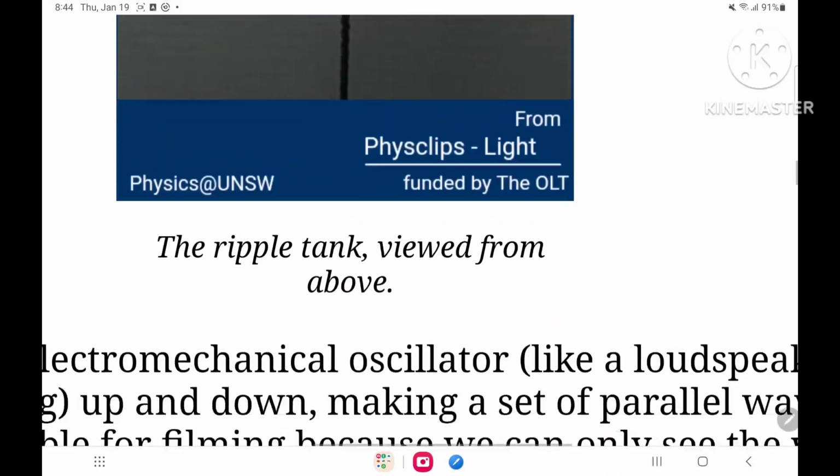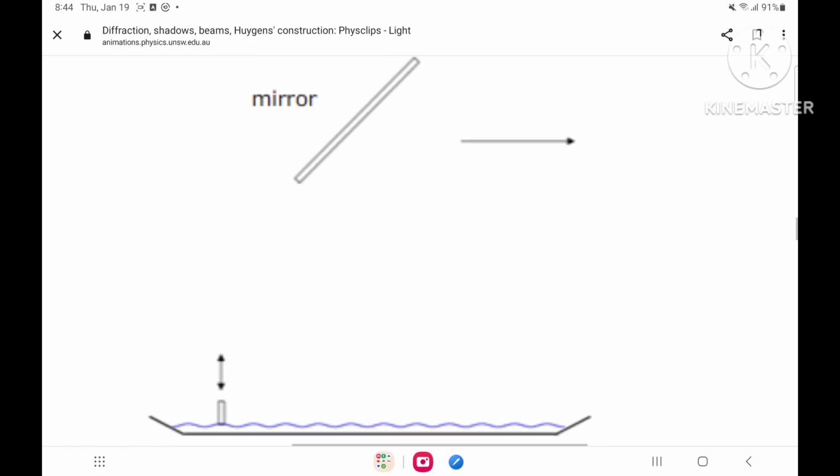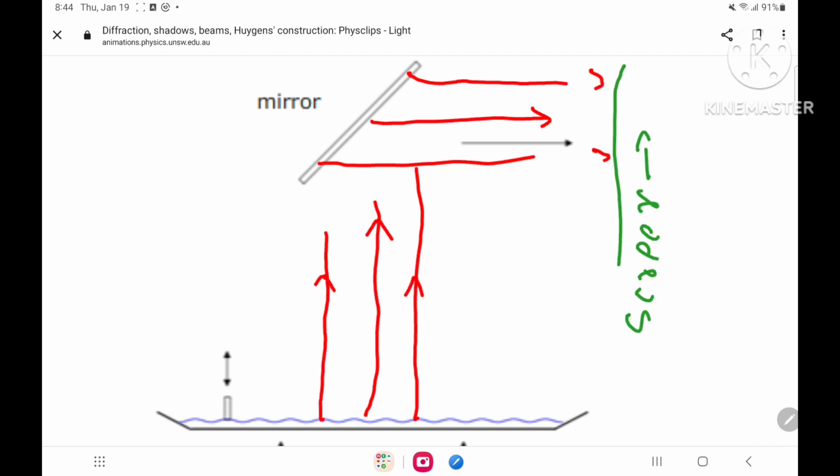So next we will see the waves that are being recorded here through a mirror. These waves are projected onto the mirror, and then this mirror projects them onto a screen here which is being recorded.